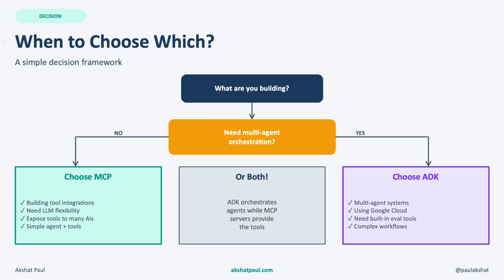Use ADK to orchestrate your agent system. Use MCP servers as the tool layer. ADK handles the complex multi-agent logic. MCP handles the tool connectivity in a standardized, interoperable way. They're not competitors, they're complements. MCP is the protocol, ADK is the framework that can use that protocol.